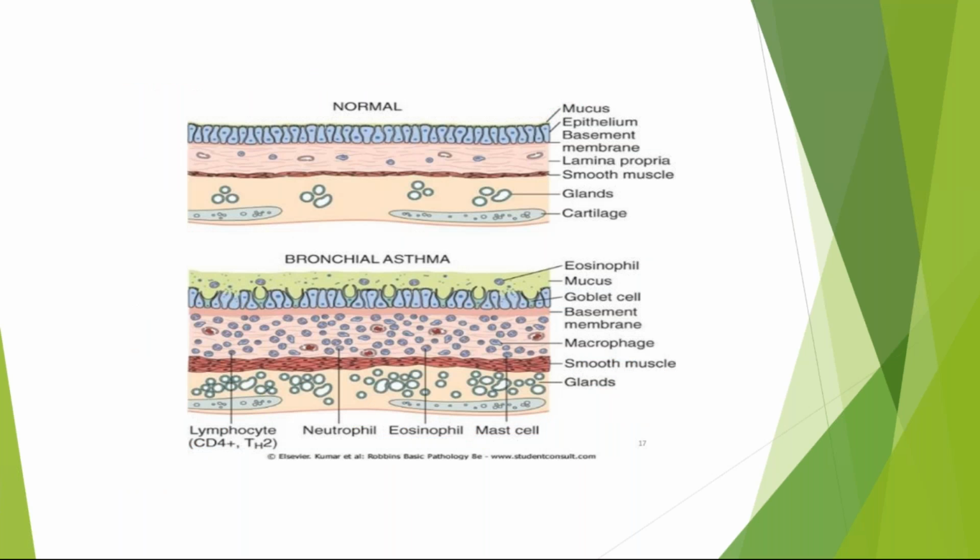And this is the normal respiratory epithelium. In patients with bronchial asthma, we will see in the epithelium increased eosinophils and goblet cell hyperplasia, and macrophages in the lamina propria. There will be hypertrophy of smooth muscle and an increase in the number of CD4 T lymphocytes and Th2 T helper cells in the lamina propria.